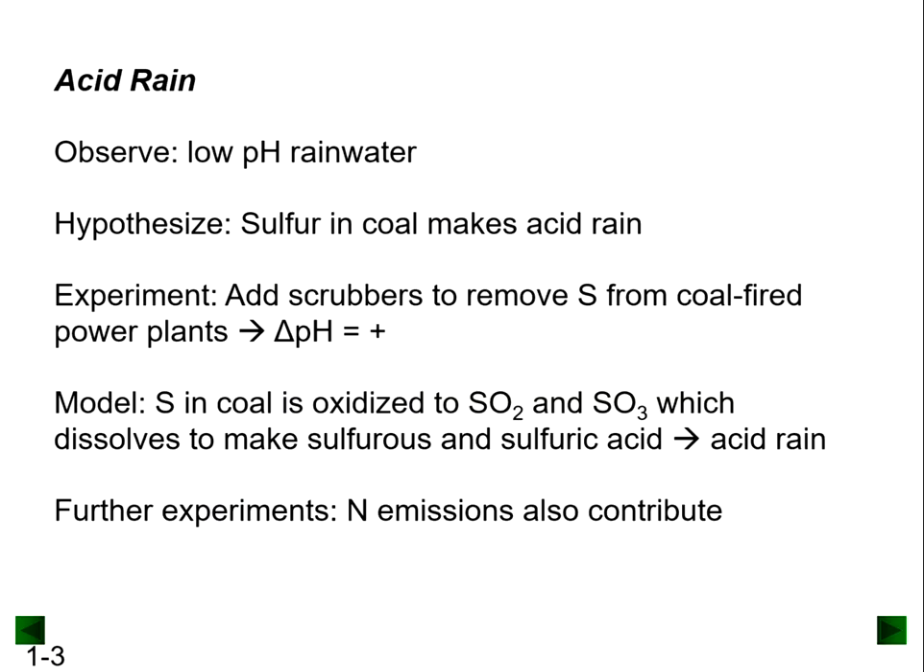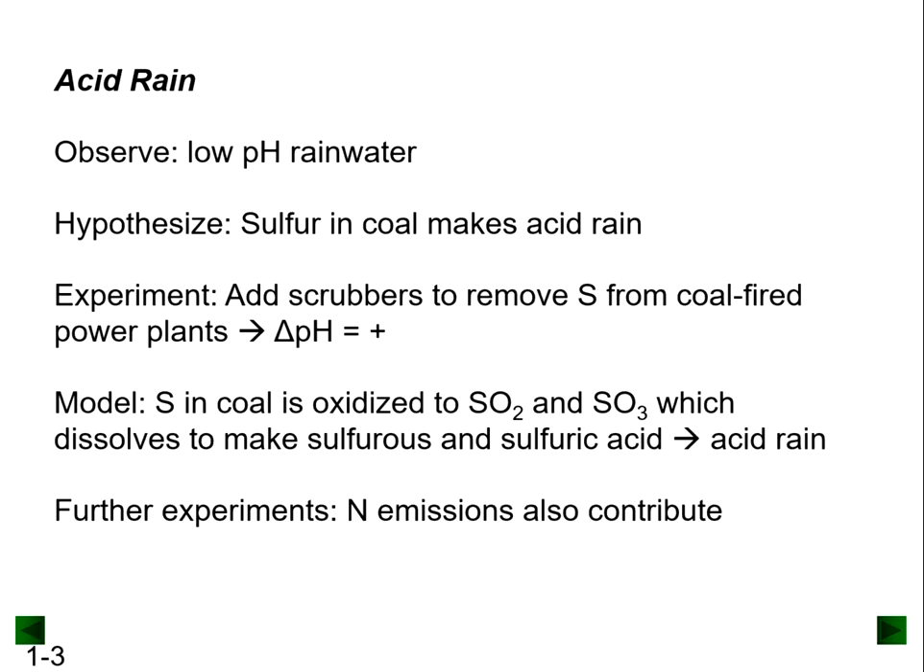And a classic case we can look at is that of acid rain. Acid rain may be familiar to many of you. It's lower pH precipitation, particularly in the Northeast and the eastern regions of the United States, and that precipitation can have damaging effects on structures and on wildlife. The observation is low pH rainwater. You don't necessarily observe that in, for example, Arizona or New Mexico.